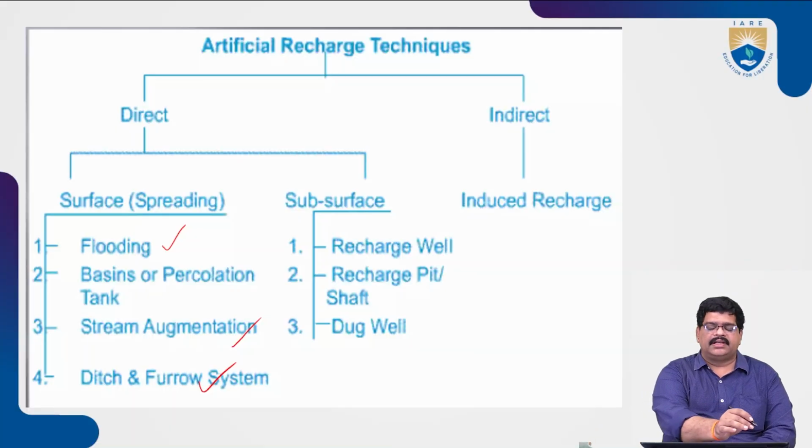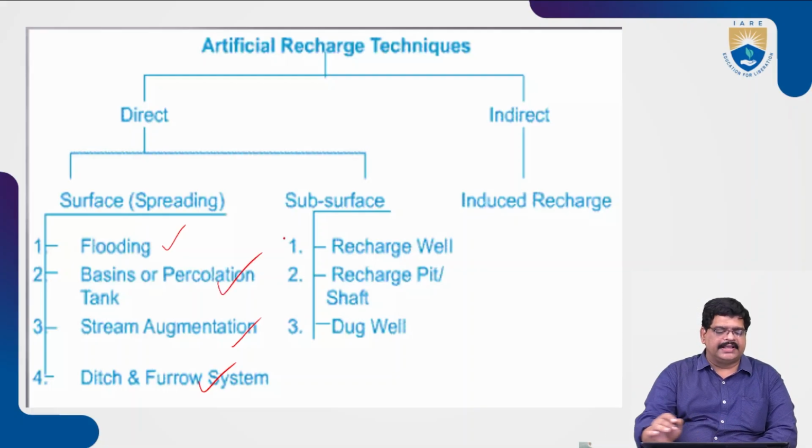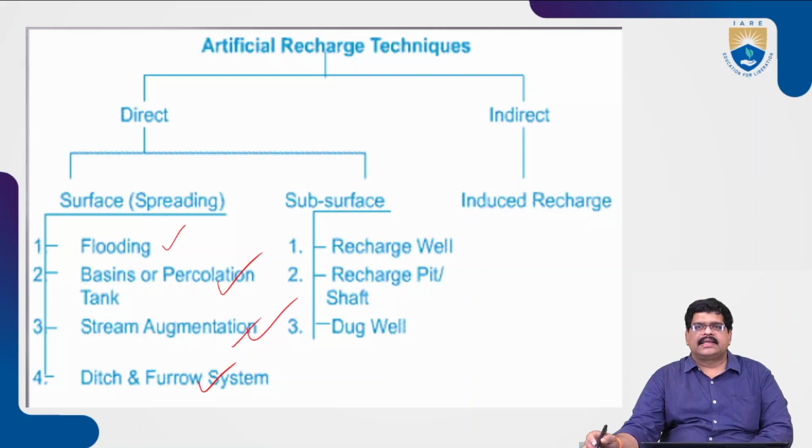Again, the artificial recharge techniques: the first one is direct and the second one is indirect. In the direct, there is surface spreading and subsurface. In surface spreading, flooding can be applied, along with basins or percolation tanks, stream augmentation, and ditch or furrow type systems, and the second one is subsurface.